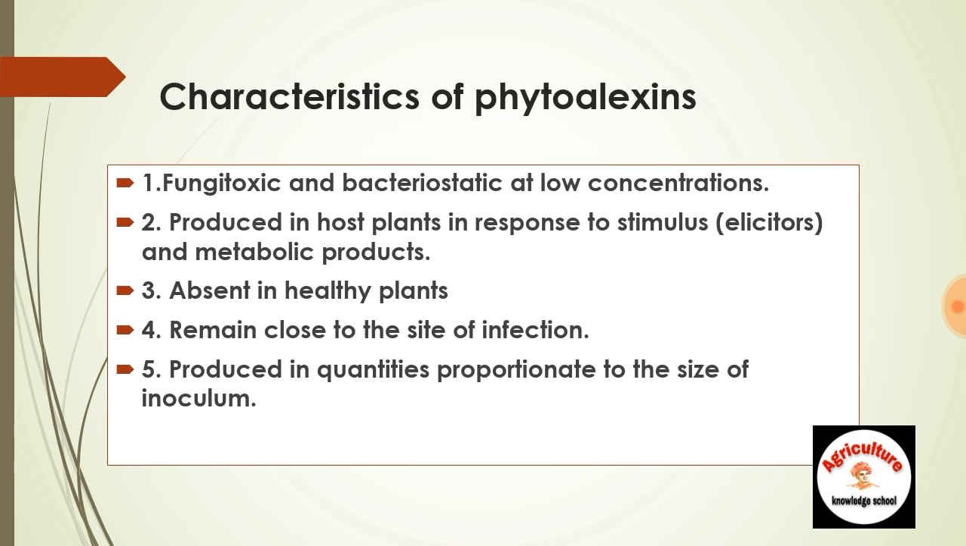So what are the characteristics of phytoalexins? These are very important characteristics. First, fungitoxic and bacteriostatic at low concentration. Number 2, produced in host plants in response to stimulus, elicitors and metabolic products. Number 3, absent in healthy plants. Number 4, remain close to the site of infection. Number 5, produced in quantities proportionate to the size of inoculum.